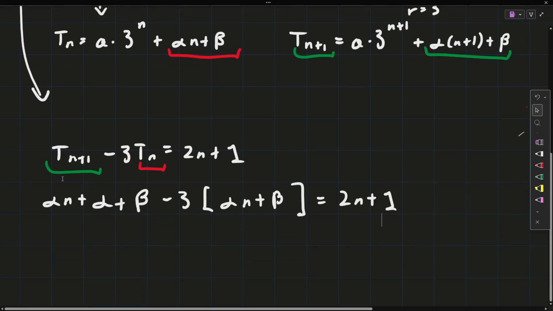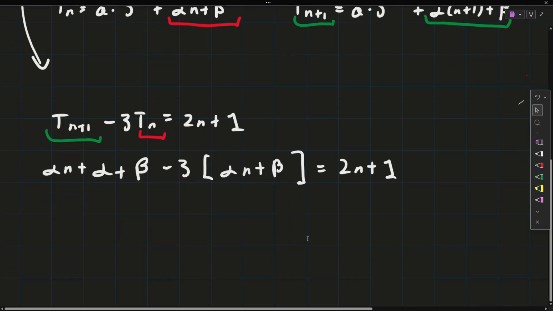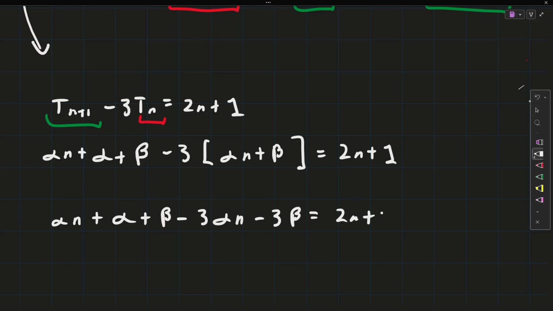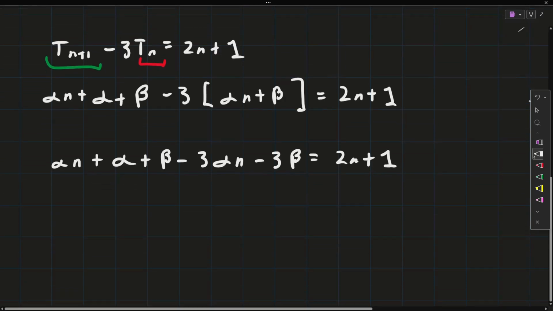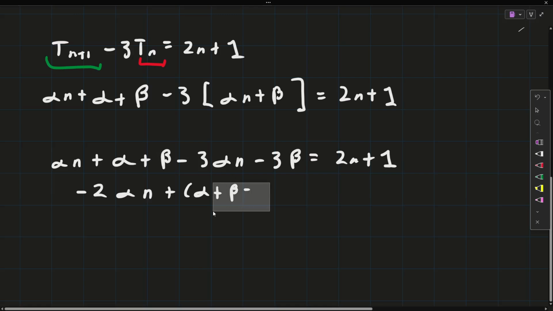And now we can actually figure out, because this is an identity, as in both sides should always be equal, we can figure out what alpha and beta are. So basically what we find is, I'll multiply this out, we'll have alpha n plus alpha plus beta minus 3 alpha n minus 3 beta, sorry. That'll be equal to 2n plus 1. Now we can group all the n's together on the left-hand side. So we have alpha n minus 3 alpha n, so we'll get minus 2 alpha n. And then we have all the constants, which is alpha plus beta minus, well, beta minus 3 beta is minus 2 beta.